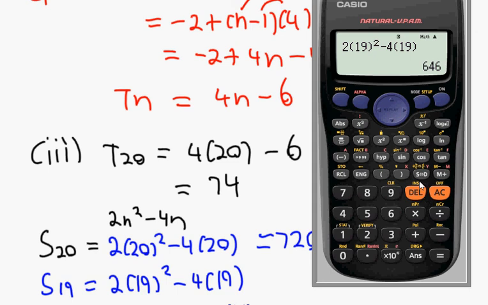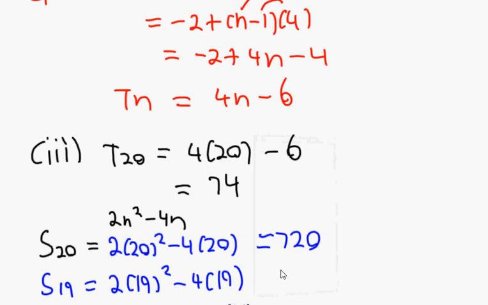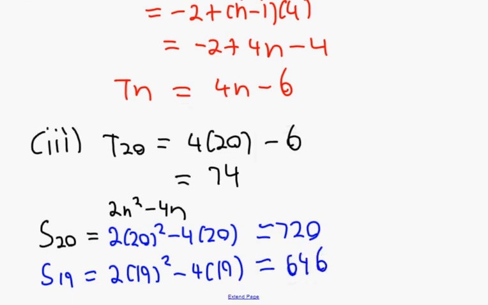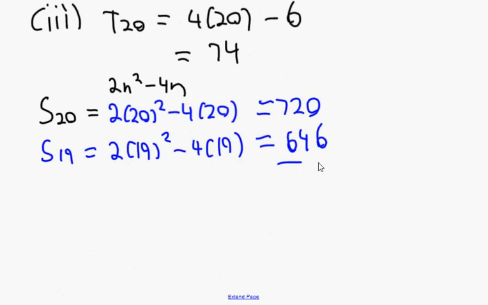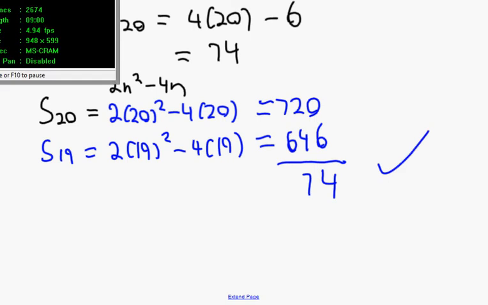Okay. 646, yeah? Okay, 646. Now, when we take these two away from each other, it should equal T20. So take them away and we do get 74. So its answer is verified.